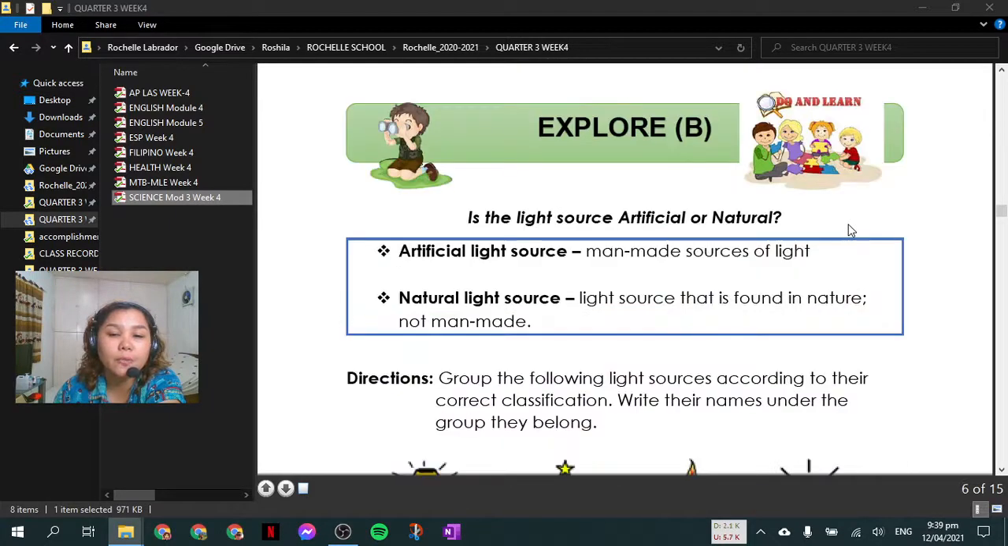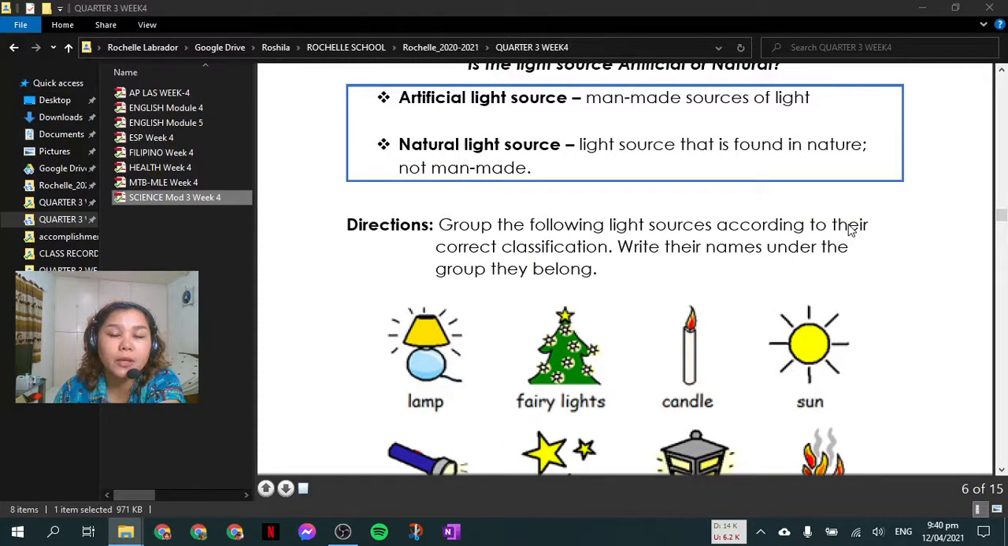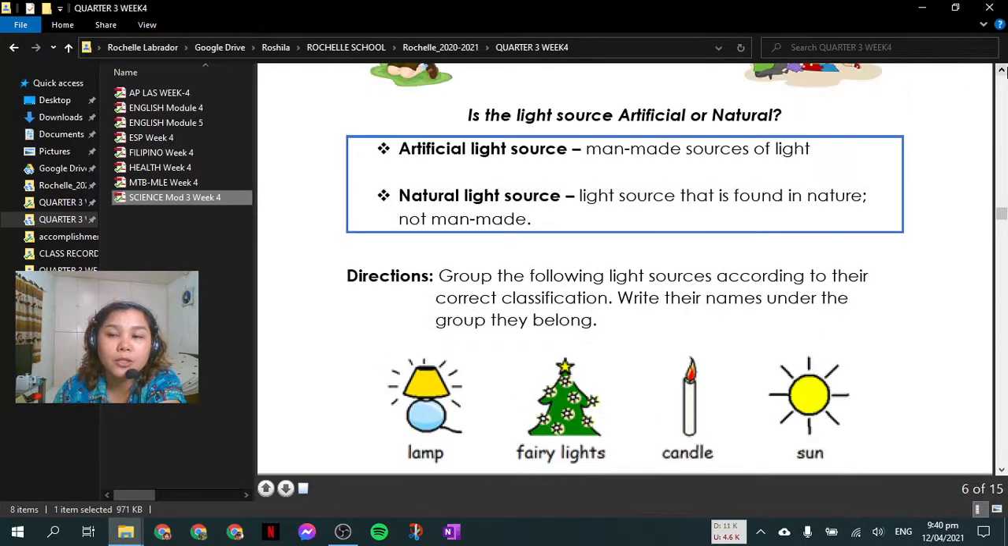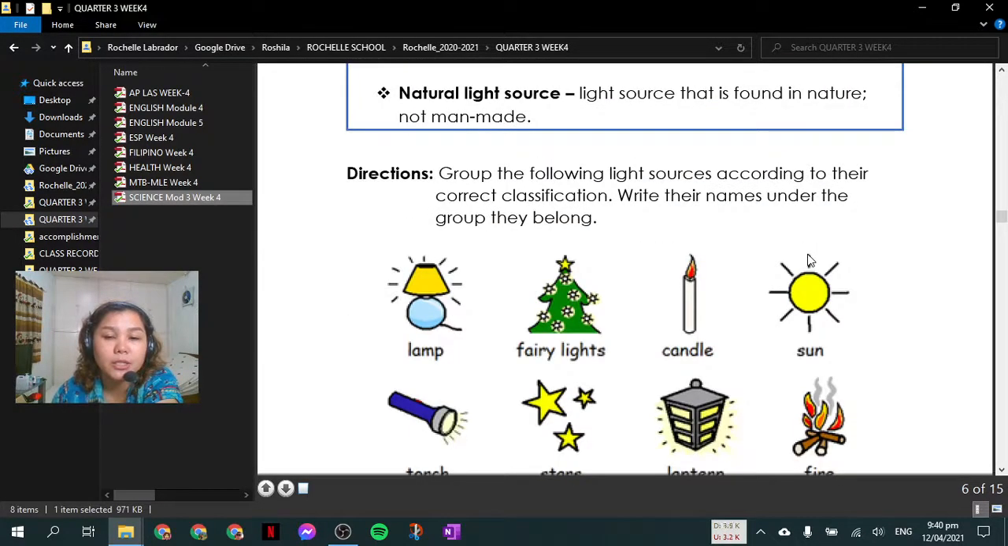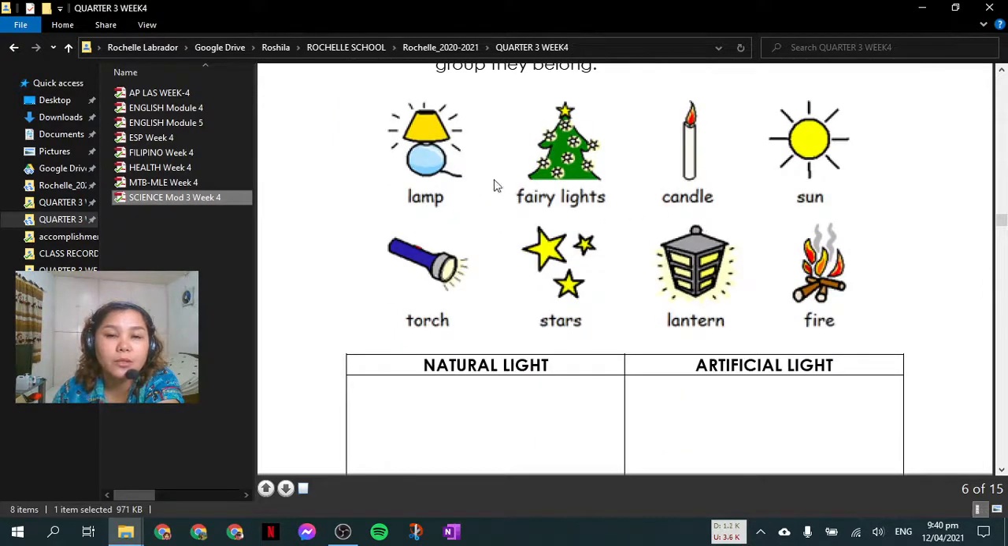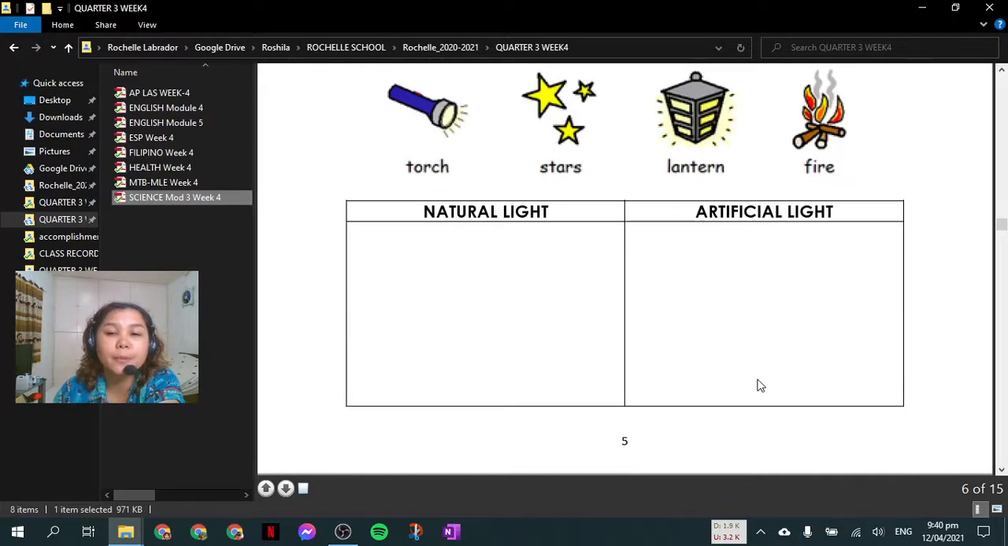Next, explore B. So, we have here a quick discussion about artificial light source and natural light source. You have to group the following light sources according to their correct classification. Write their names under the group they belong. So, andito yung pagpipilian. You just write the words under natural light or artificial light source.